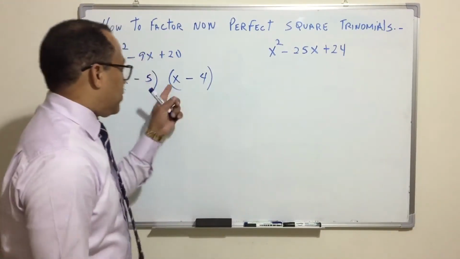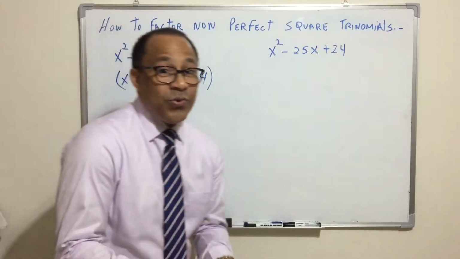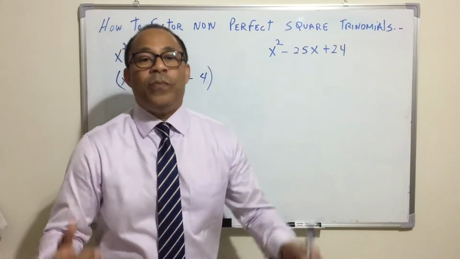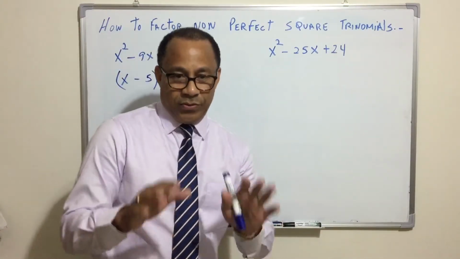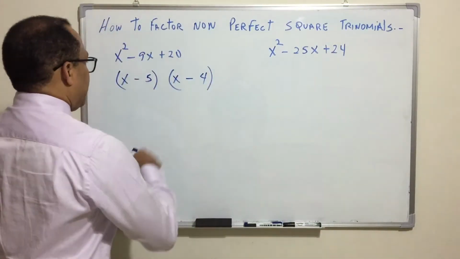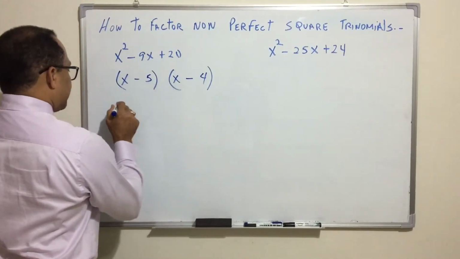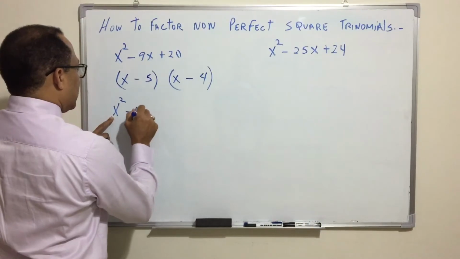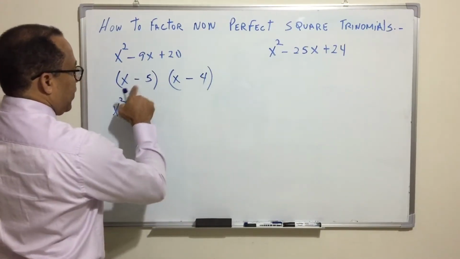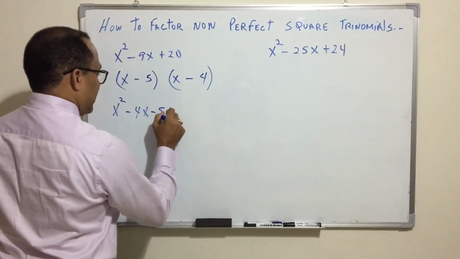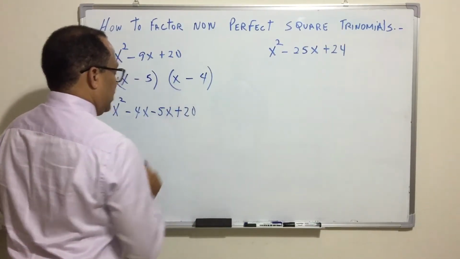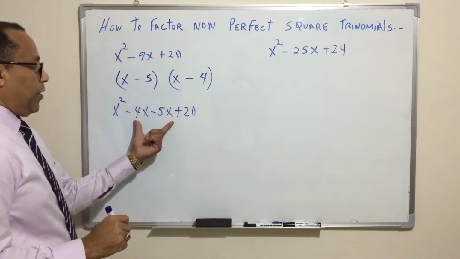How do you know this is correct? If you want to prove that this is correct, again, we go to the FOIL method. Let's use the FOIL method to see if we are doing this correctly. X times x, x to the second power. X times negative 4, negative 4x. Negative 5 times x, negative 5x. Negative 5 times negative 4 is positive 20.